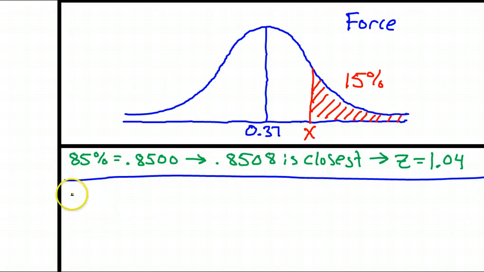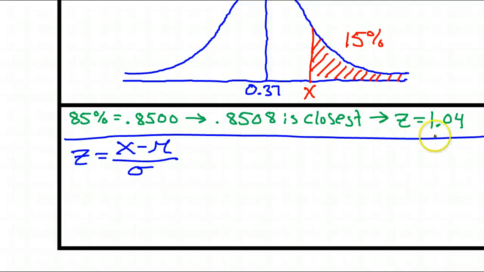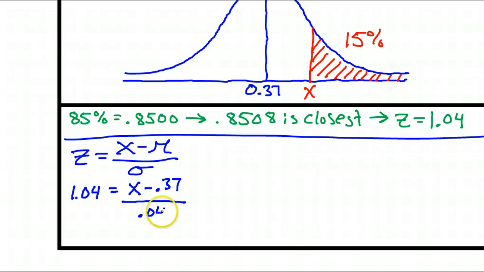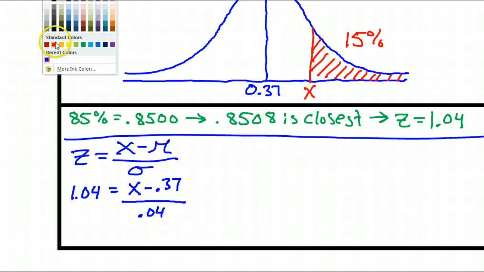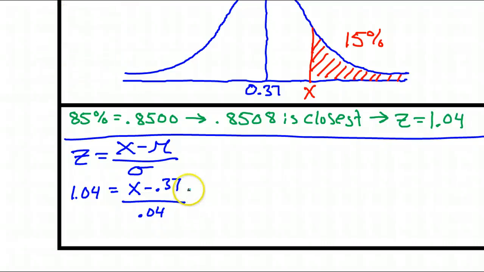So the x value. Again, I'm using this formula that says z is equal to the x value minus the mean divided by the standard deviation. The z value is 1.04, so that means 1.04 is equal to this unknown x value minus the mean, which is 0.37, divided by the standard deviation, which is 0.04. I'm going to solve this for x and be done. So I will multiply both sides by 0.04. That way these will cancel out.